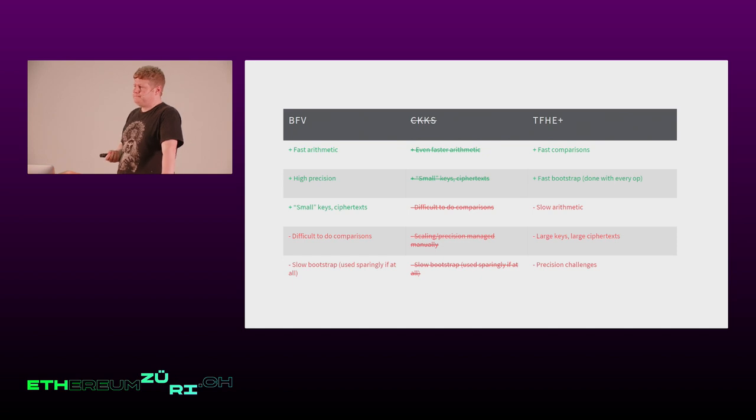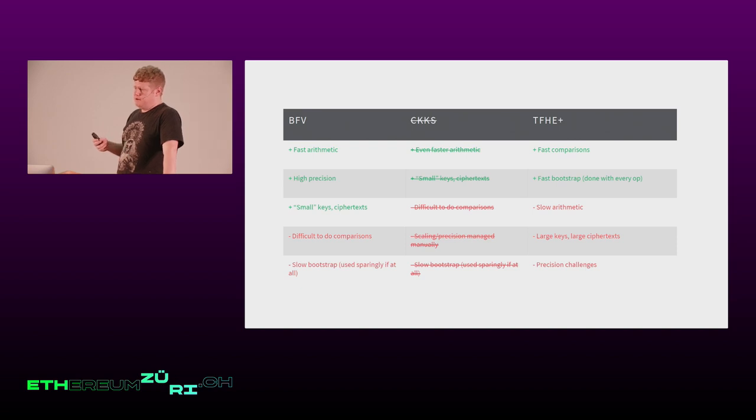TFHE, on the other hand, you can do a lot more operations because of the binary nature of it. So if you want to compute the max of two values, this is possible to do in a reasonable amount of time. You can bootstrap on every operation, which means that noise in practice stays at a fixed level.